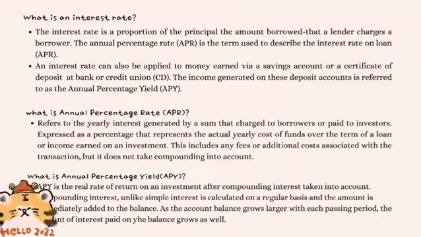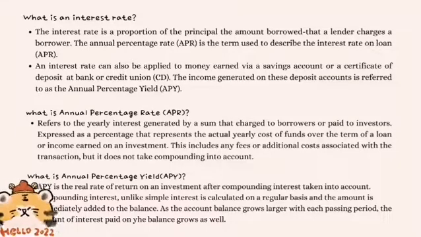What is annual percentage rate? It refers to the yearly interest generated by a sum that is charged to a borrower or paid to an investor, expressed as a percentage that represents the actual yearly cost of funds over the term of a loan or income earned on an investment. This includes any fees or additional costs associated with the transaction, but it does not take compounding into account.